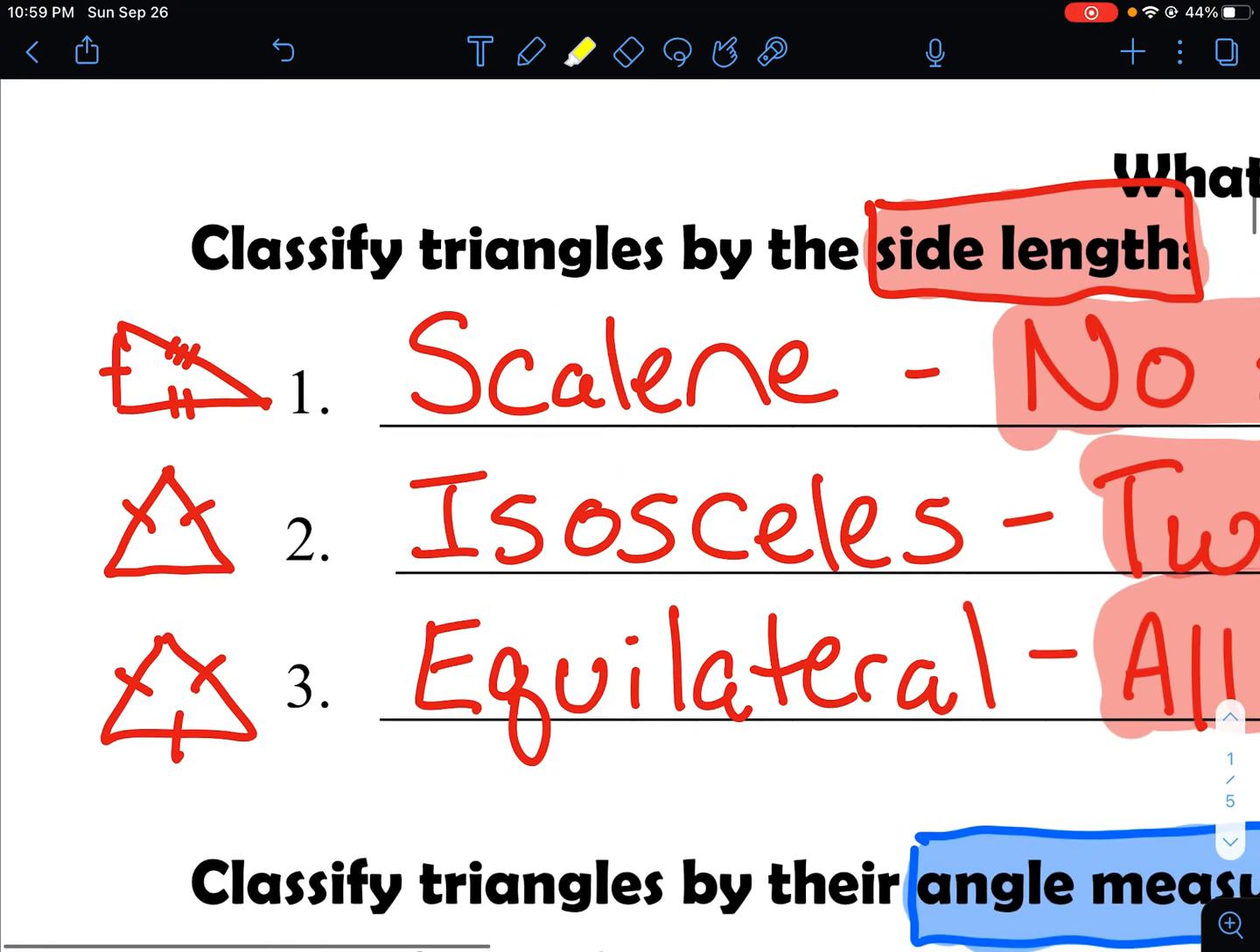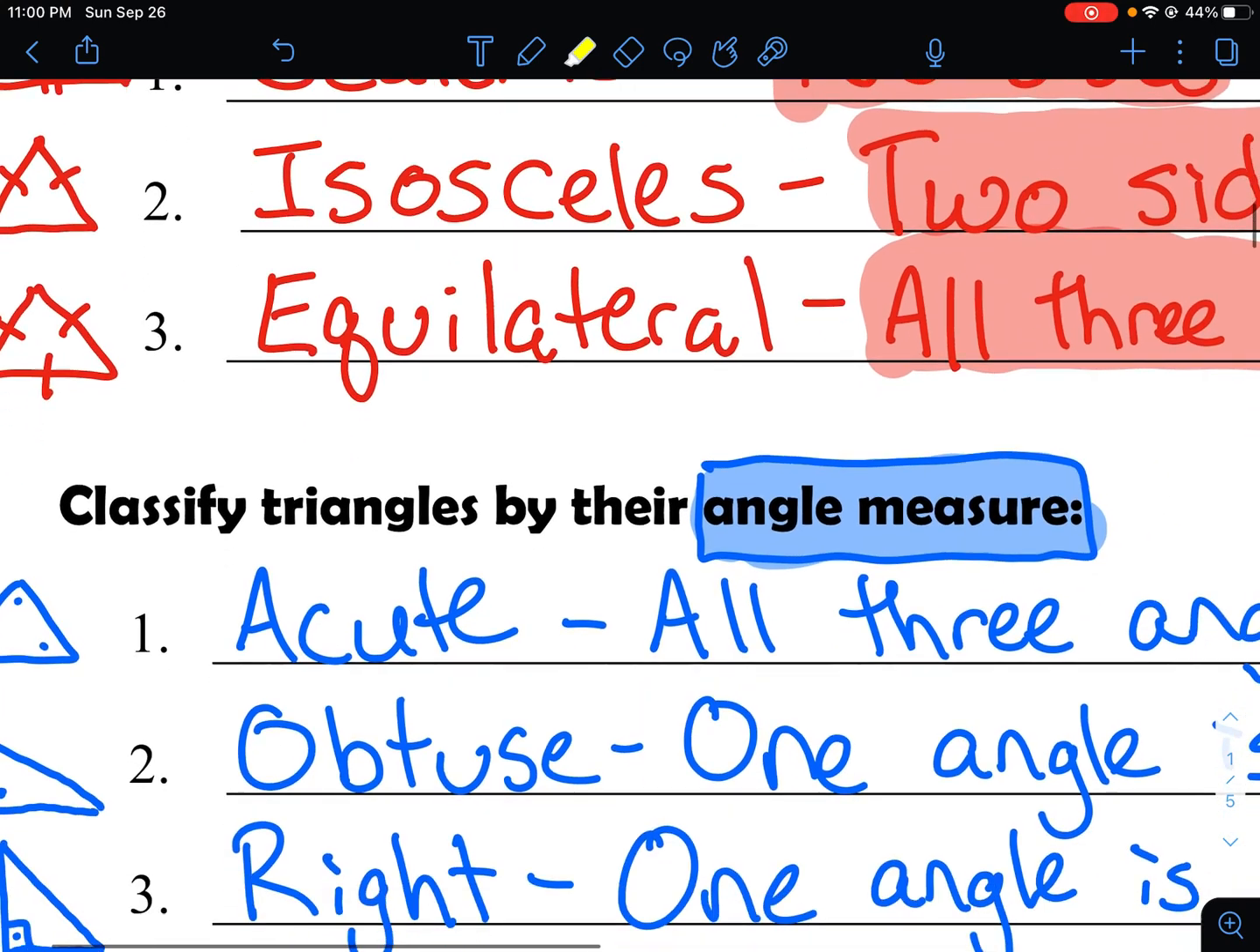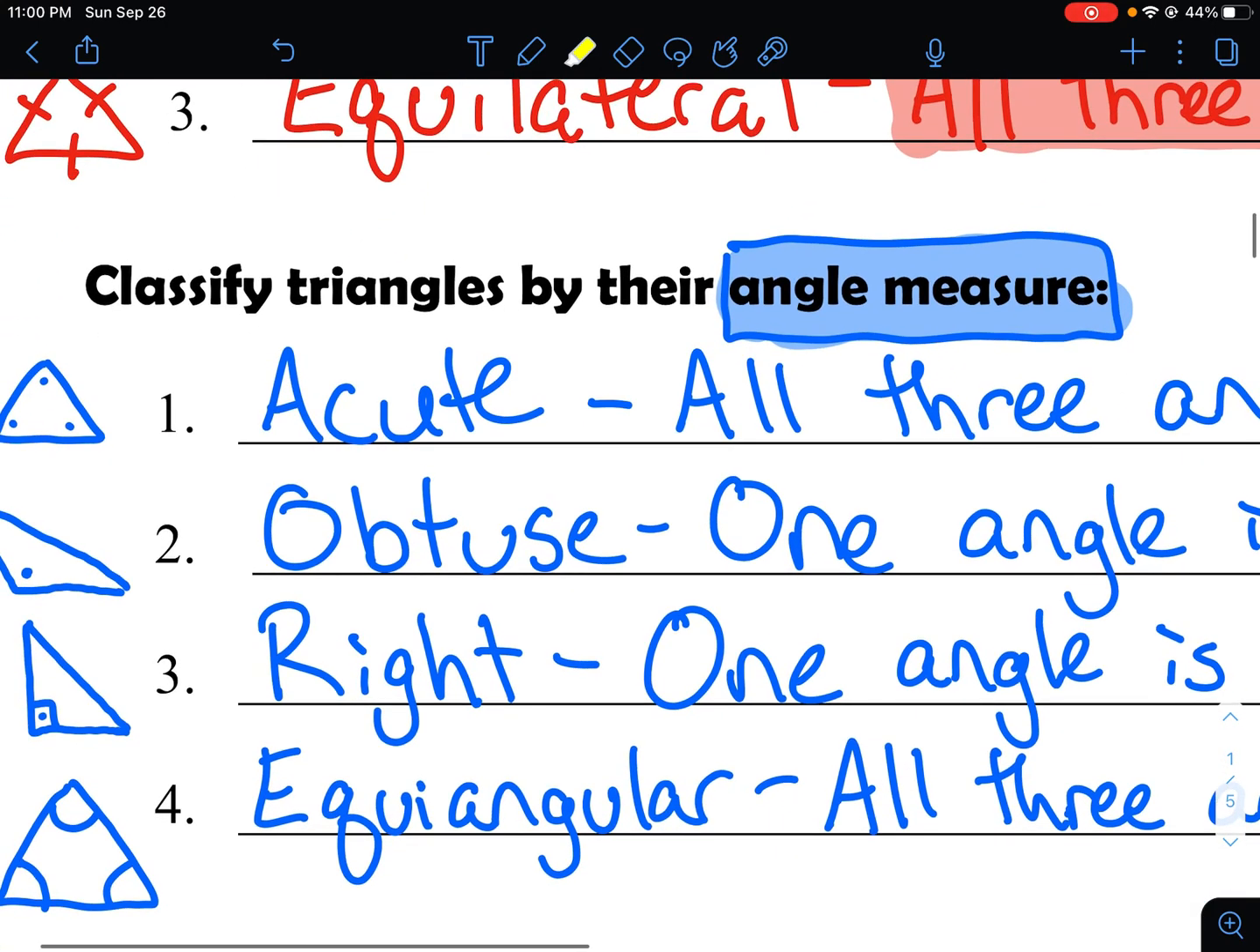Okay? So these 3 terms tell us information about the side lengths of the triangle and how they relate. Okay, we don't know anything about the angles, but the sides are dependent on those names. Okay, so if we want to know about the angles, we have 4 more words here.